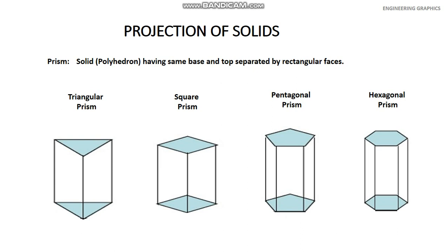And in all these diagrams, we can see that the base and top are the same. Dimension is same and they are similar. If hexagon at the bottom, hexagon is at the top.